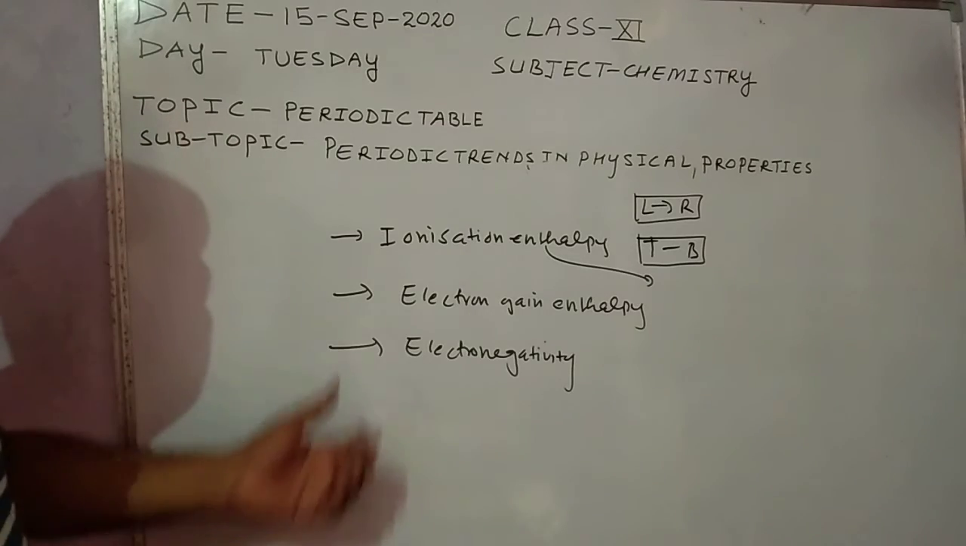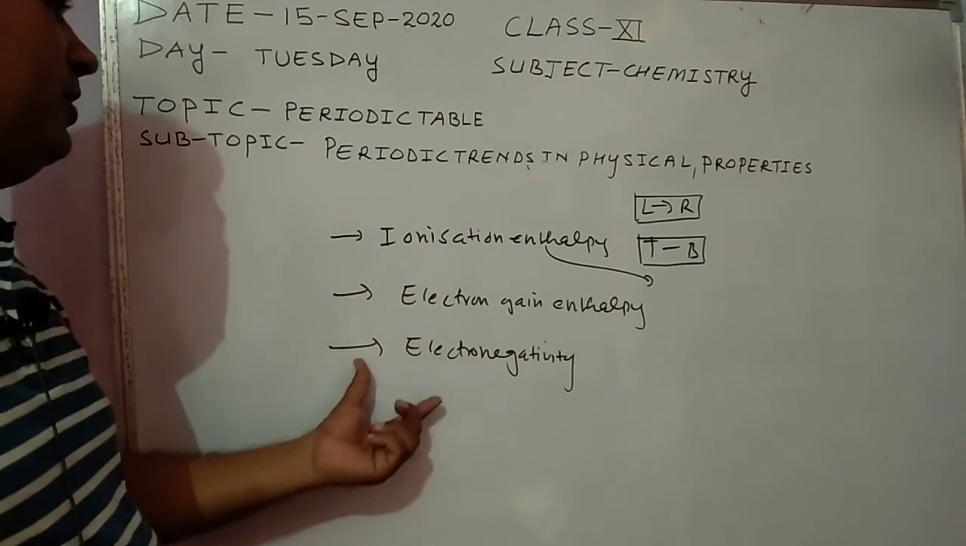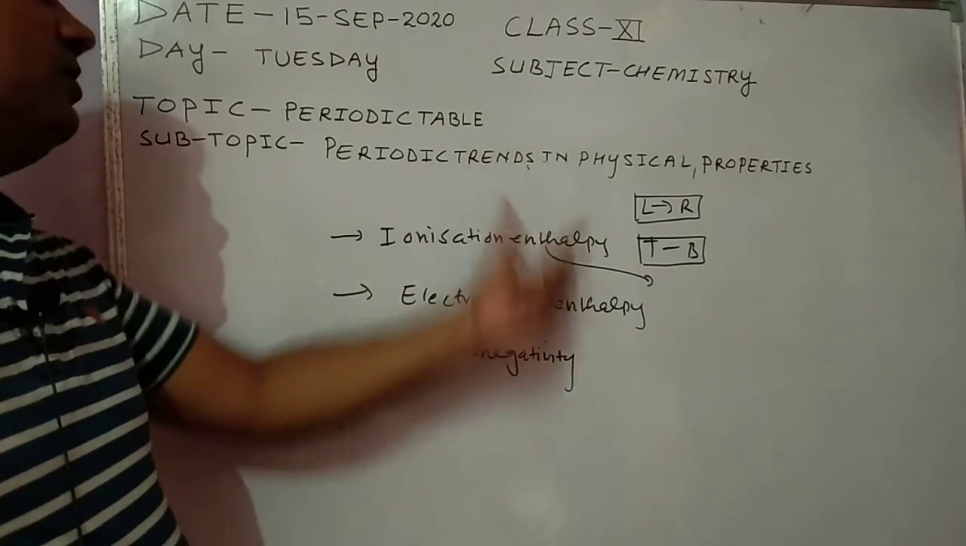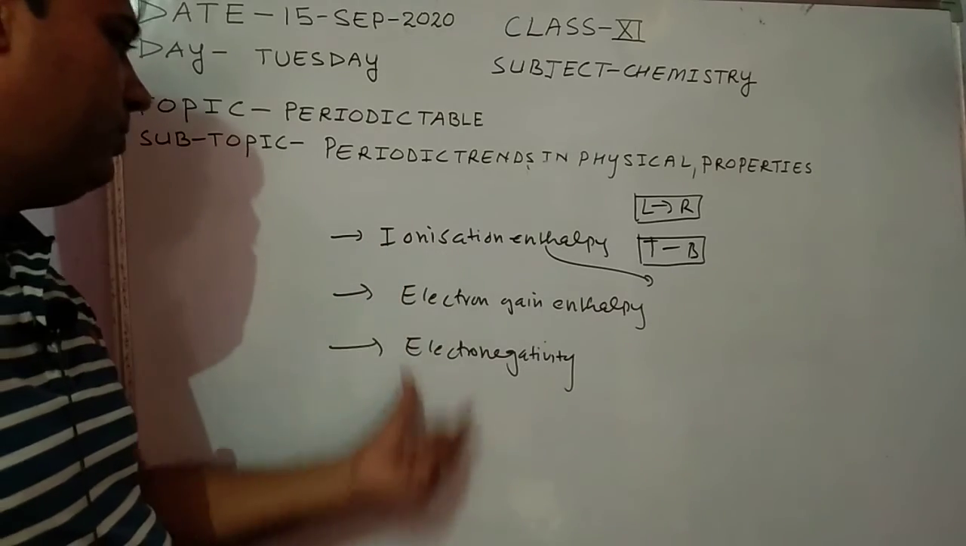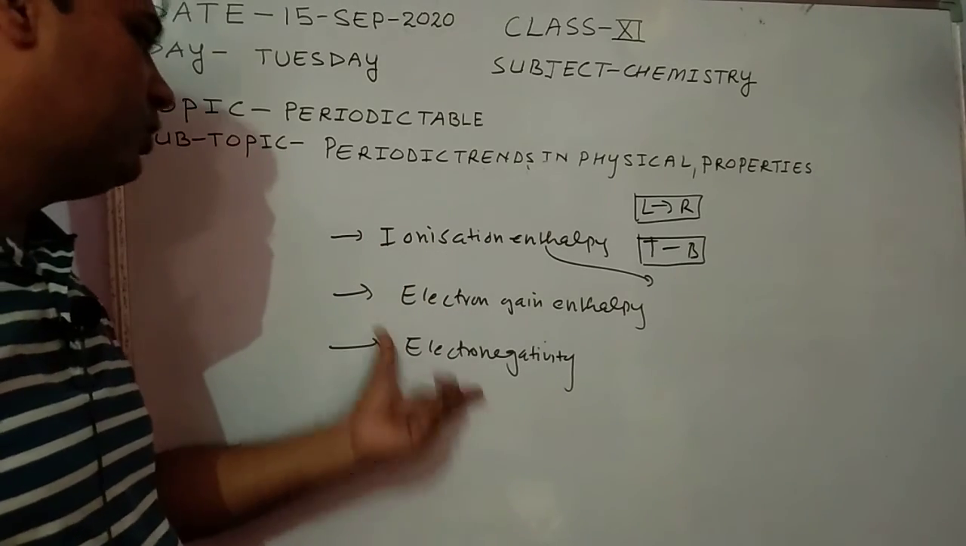Okay, so in the next video I will discuss the rest of the periodic trends in physical properties, that is ionization enthalpy, electron gain enthalpy and electronegativity.